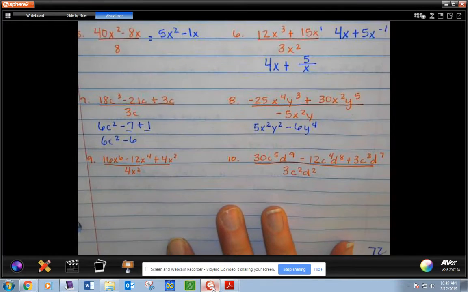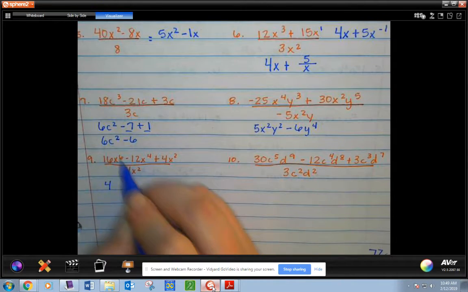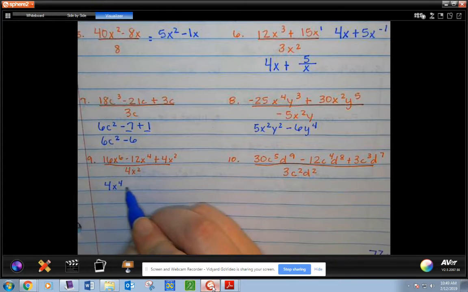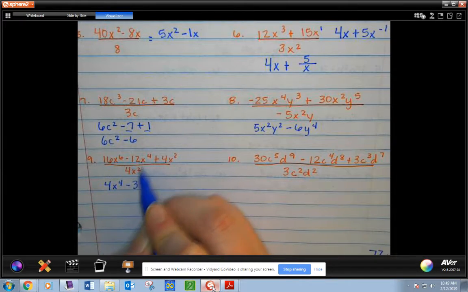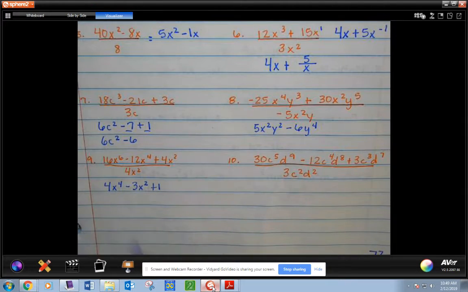Okay, for number 9, first piece, 16 divided by 4 is 4. 6 minus 2 gives me x to the 4th. -12 divided by 4 is -3. 4 minus 2 gives me x squared. 4 divided by 4 is 1, and x squared divided by x squared cancels. So that's my final answer because my exponents won't go together.